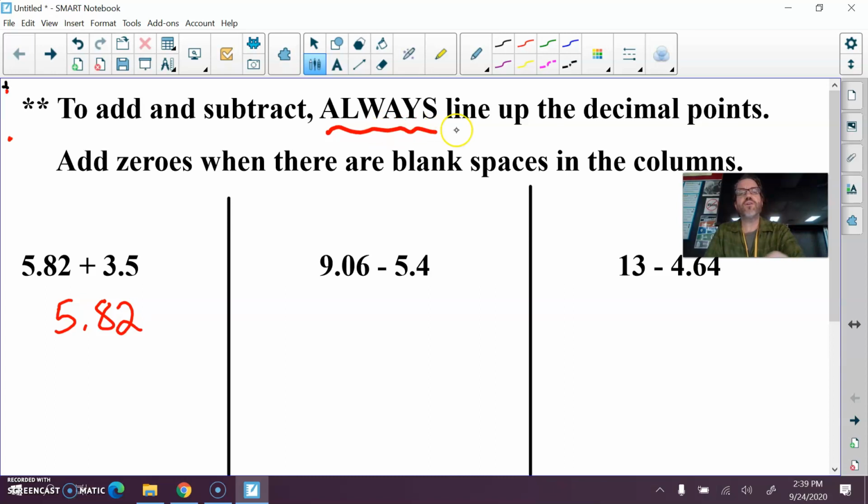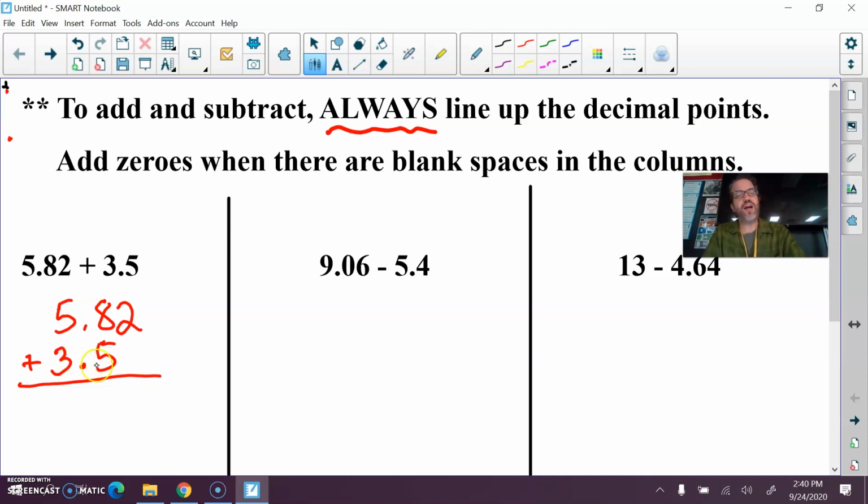Now remember, it says always line up the decimal points. So 3 goes here under the 5, and then here's my decimal point, and here's the 5. 3.5. I'm adding these together. I'll put a line underneath it here, and that's how it should look on your paper when you show your work. Now, there's one more thing I want to point out here.